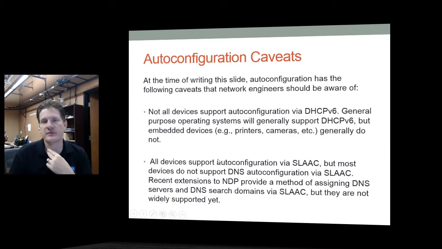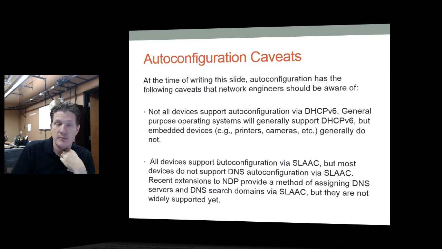These are all the different options you can set with flags for router advertisements. Now there are some caveats for auto configuration. Auto configuration is going through a lot of changes, so this slide may be out of date very quickly, but this is the way it is at the time of this writing of this PowerPoint. Not all devices support auto configuration. General purpose operating systems will, but a lot of devices won't, like printers, cameras, phones. Many of them will not, although a lot of mobile phones nowadays do. In fact, your mobile phone right now probably has an IP version 6 address.